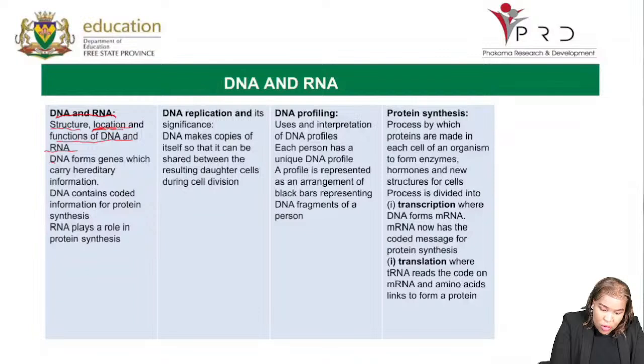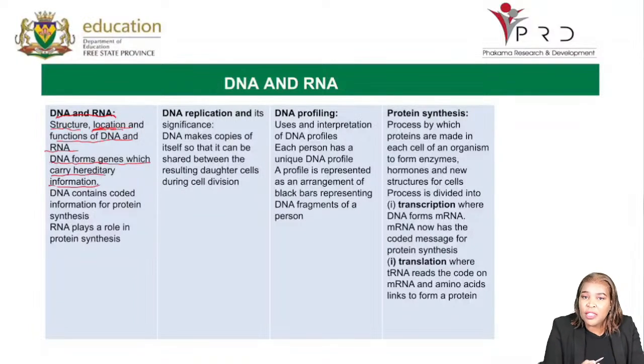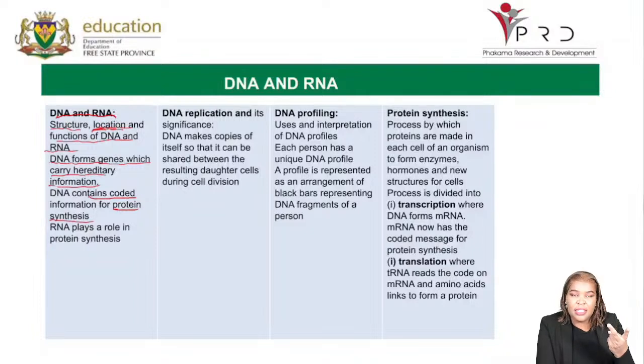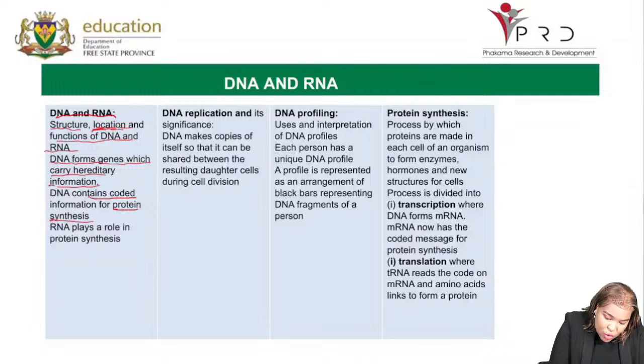So DNA, you must also know that it forms genes which carry hereditary information. So that is one function of DNA. You become what you are because of the DNA. So DNA is the one that carries those hereditary characteristics. Another thing, it contains the coded information for protein synthesis. Those are the two main functions of DNA: hereditary characteristics and carrying the code for protein synthesis. Remember, synthesis is to manufacture or to make. So it carries the code to make the proteins.